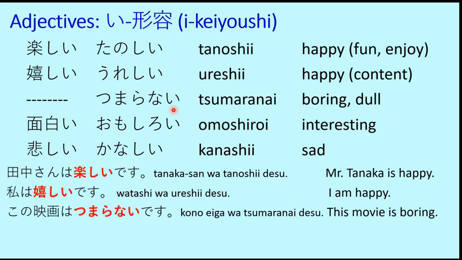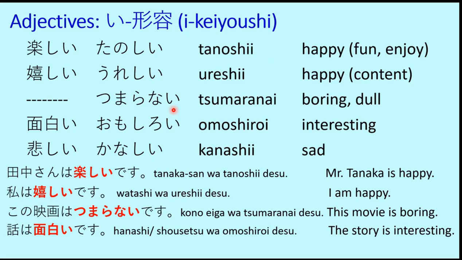Kono eiga wa tsumaranai desu. Kono eiga means this movie and tsumaranai is boring. So this movie is boring. Kono eiga wa tsumaranai desu. And if I say I watched a boring movie yesterday, then it will be kino watashi wa tsumaranai eiga o mimashita.